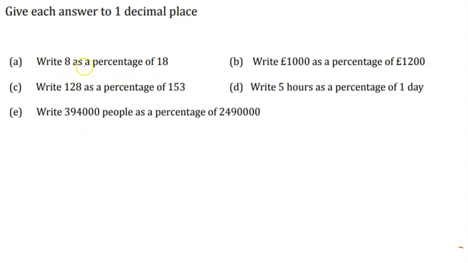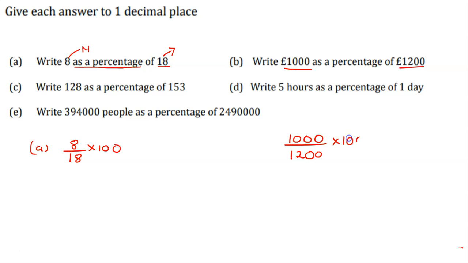What you need to do is focus on "as a percentage of". So as a percentage of 18 means 18 goes in the denominator and 8 goes in the numerator. So 8 as a percentage of 18 means 8 divided by 18 times 100. That will be the answer for your A part. Similarly, for B, write 1000 as a percentage of 1200. So what should it be? It should be 1000 divided by 1200 times 100.